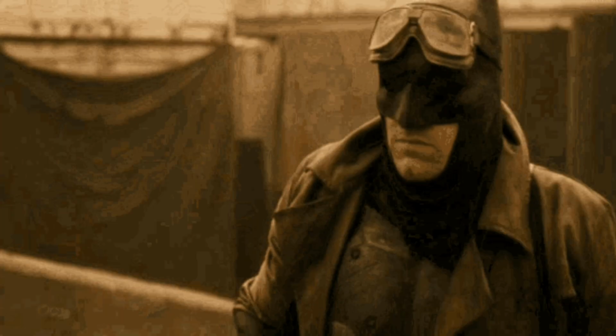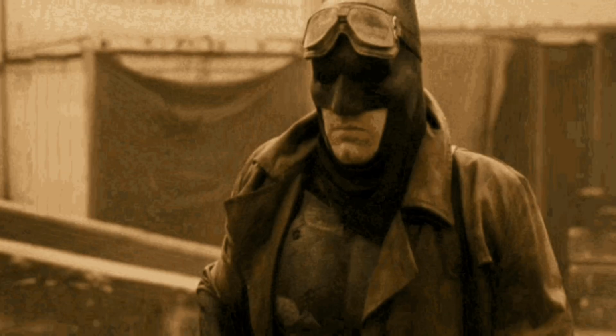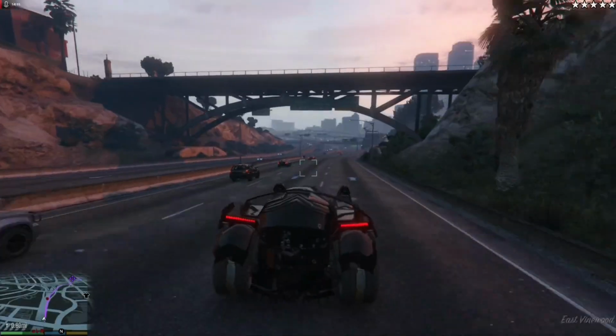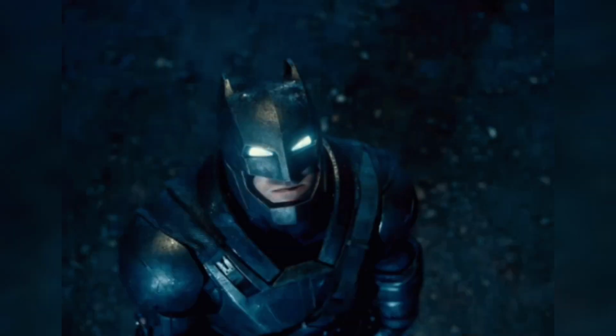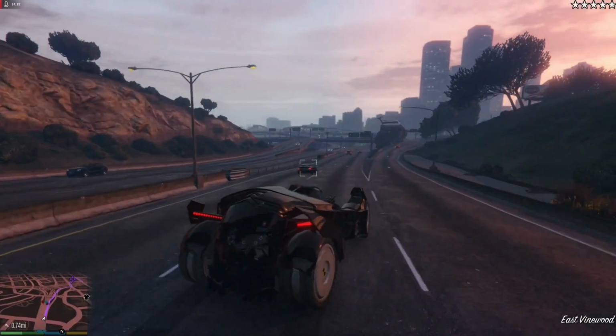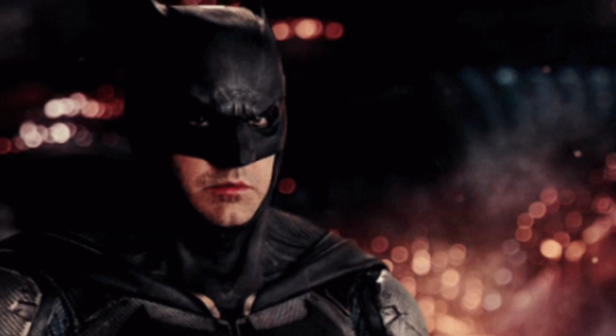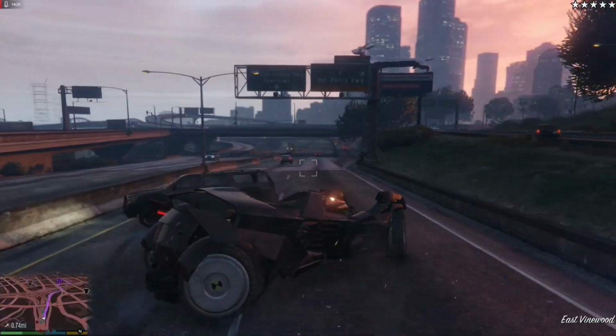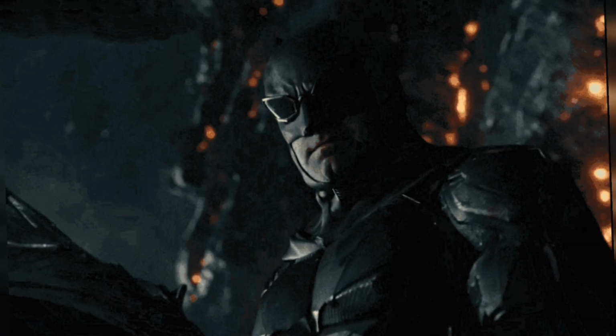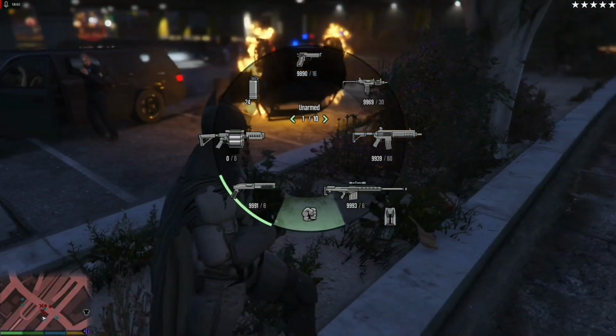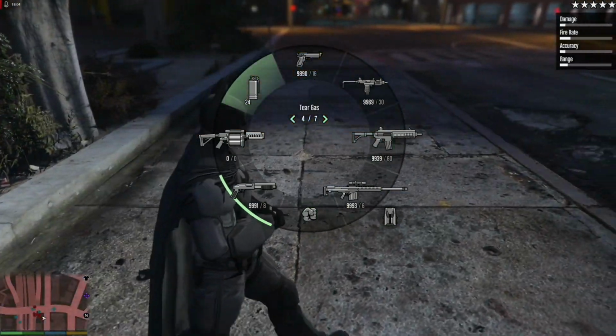Then, in the DC Extended Universe, Batman is portrayed by Ben Affleck. This version is older, more experienced, and significantly more brutal than other live-action interpretations. This Batman is hardened by years of crime fighting. He isn't afraid to kill criminals and even brands some with the bat symbol. This darker, more violent approach distinguishes Affleck's Batman from his predecessors.